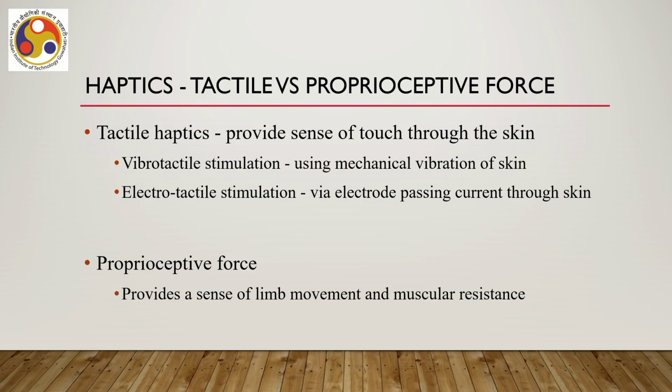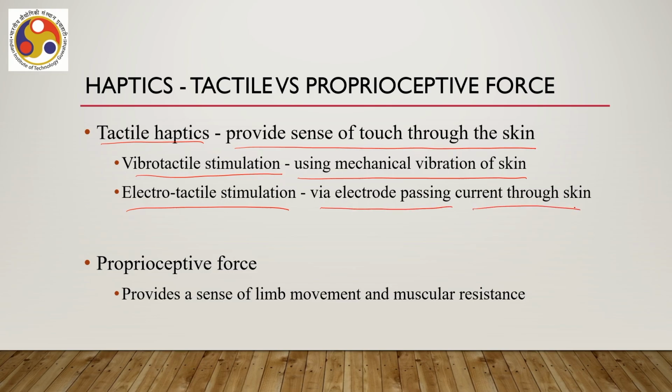When we talk of tactile haptics, they are basically devices that provide sense of touch through the skin. It can be of two types, vibrotactile stimulation and electrotactile stimulation. In case of vibrotactile stimulation, we are using mechanical vibration of the skin, whereas in case of electrotactile stimulation, we are using electrode that passes current through the skin. As opposed to that, we can have proprioceptive force based haptics, which provides a sense of limb movement and muscular resistance by providing corresponding signals to the muscles and joints.